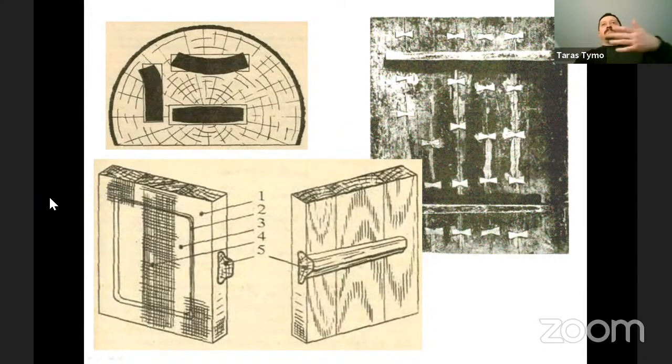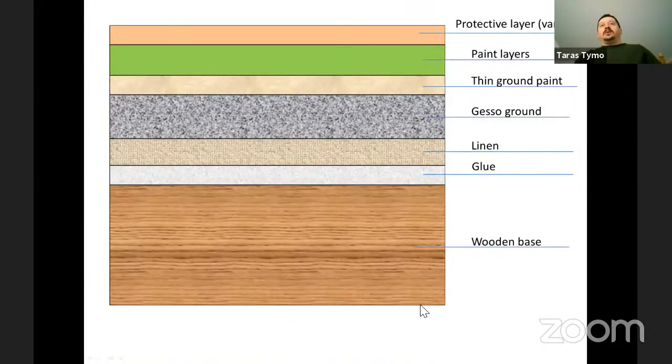And that's how this is ensured. Here are the layers of the icon. So the wooden base, then glue. We usually use animal glue. Some people I know don't like this because it's a rabbit skin glue. It's actually from a boiled rabbit skin, but that's what was used traditionally.